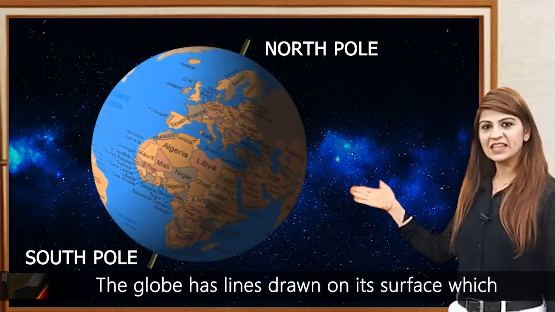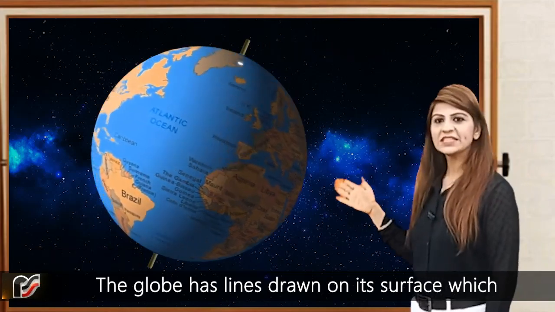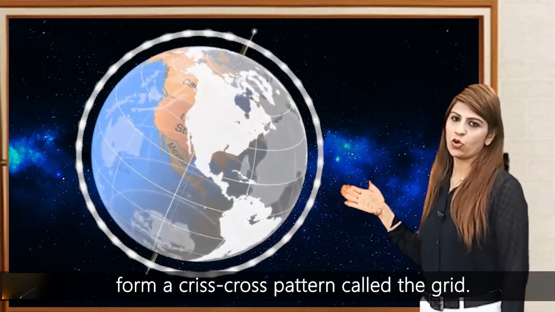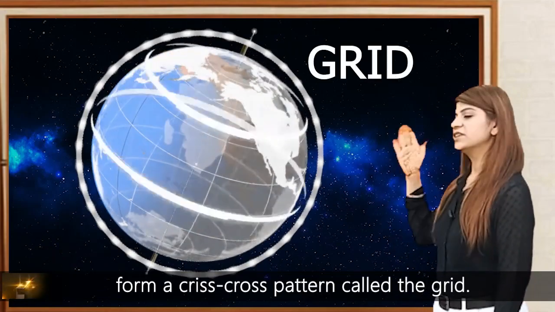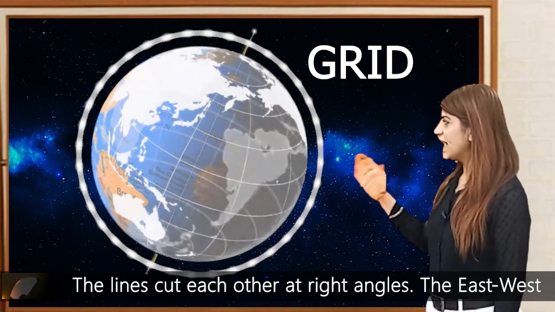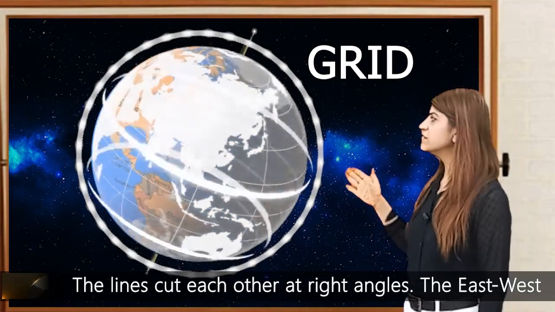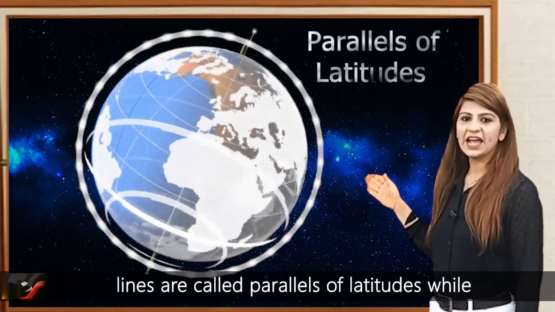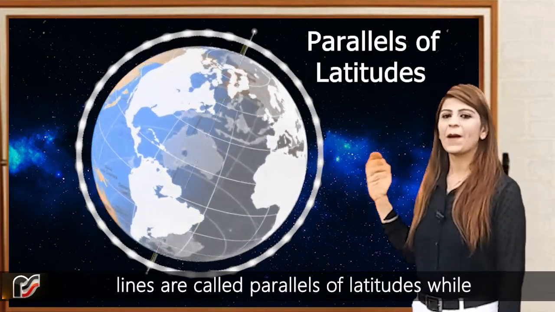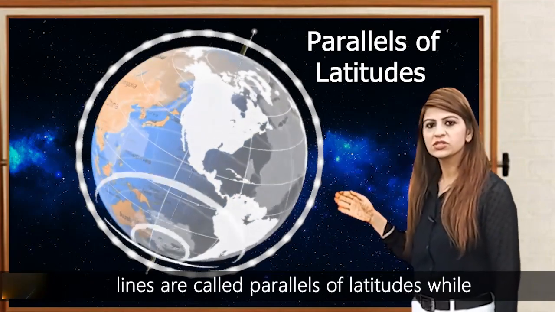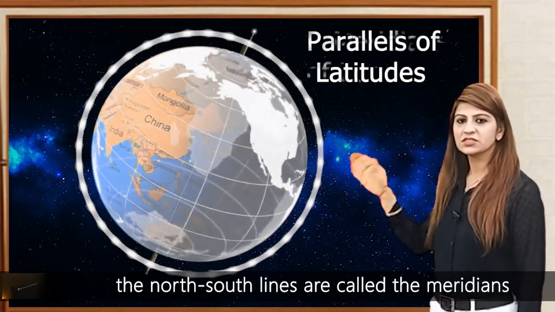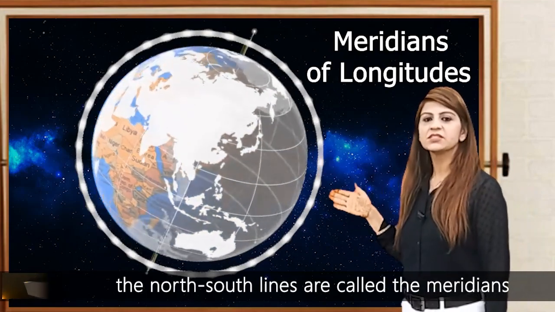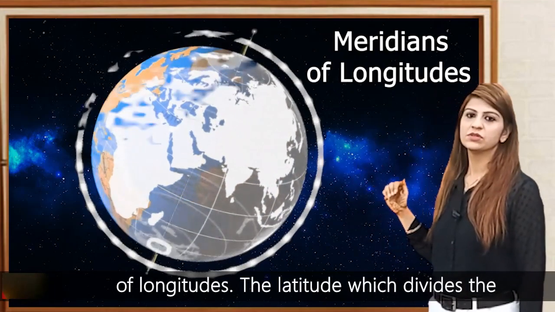The globe has lines drawn on its surface which form a criss-cross pattern called the grid. The lines cut each other at right angles. The east-west lines are called parallels of latitudes, while the north-south lines are called the meridians of longitudes.